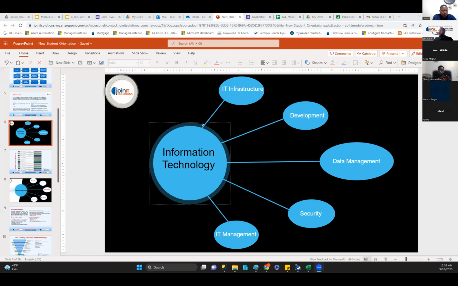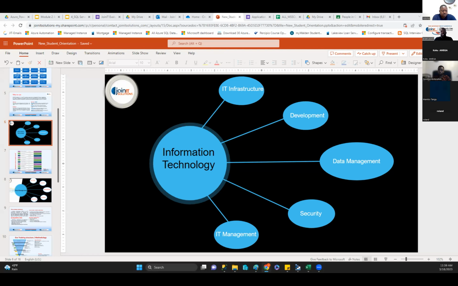The next slide here, we're going to be looking at information technology, IT, right? Because this is what you all want to get into. What is IT? Because you cannot be getting into something where you don't even understand what that is.